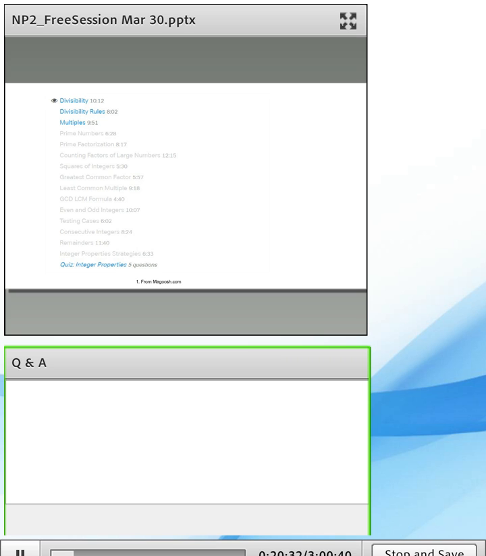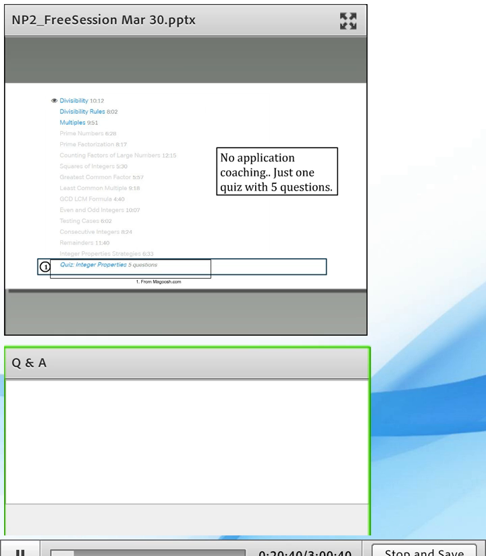You don't have any application files. There's just this one quiz towards the end. And the reason for that is because the intent is not to teach you how to apply concepts. The intent is just to give you practice. And this practice is common not just for divisibility, but also for prime factorization, for LCM, GCD, and even in NOD, and so on and so forth.